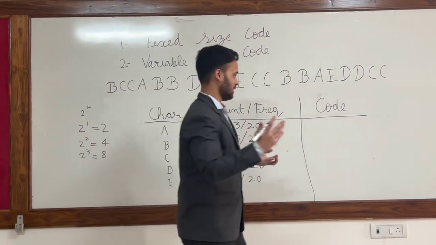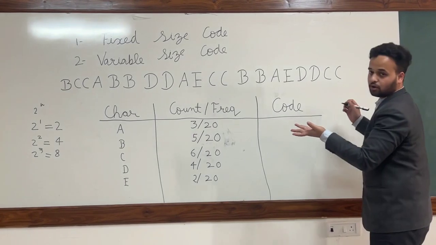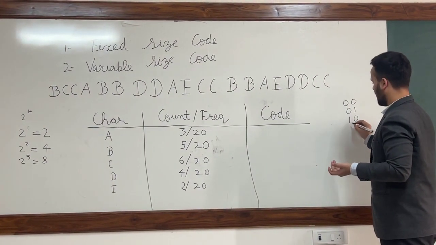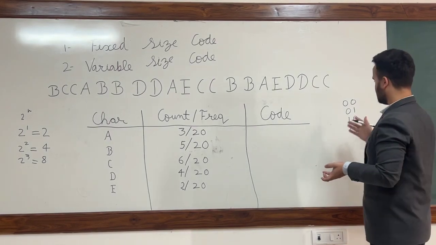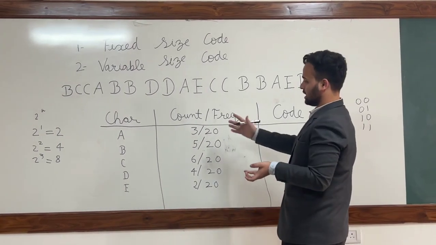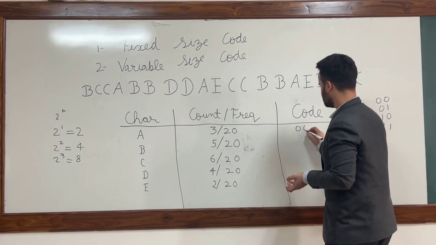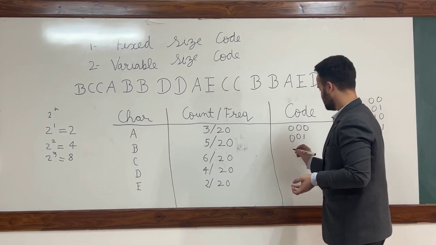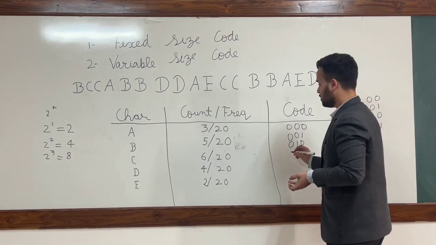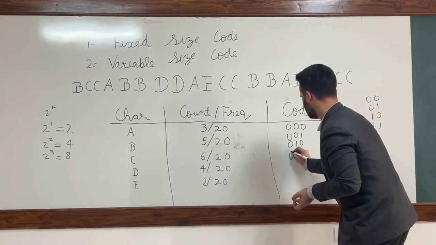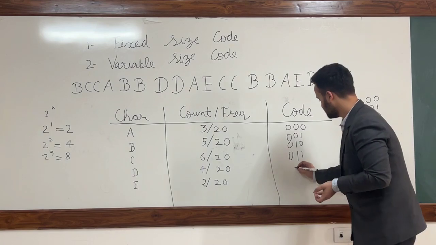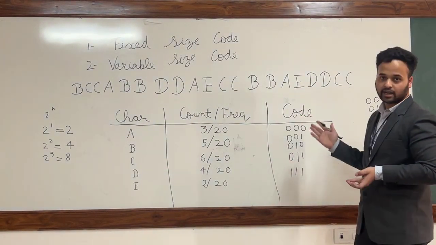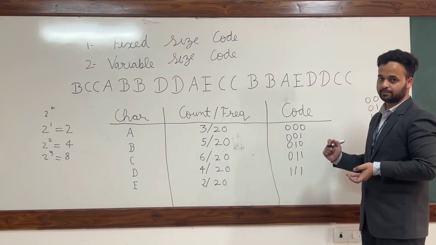So how do we represent this? For 2 bits, we have 00, 01, 10, and 11. And for 3 bits, it goes like this. For character A, we can give it 000. For B, we can give it 001. For C, we can give it 010. For D, we can give it 011. And for E, we can give it 111. So now we have represented all the characters using 3 bits.